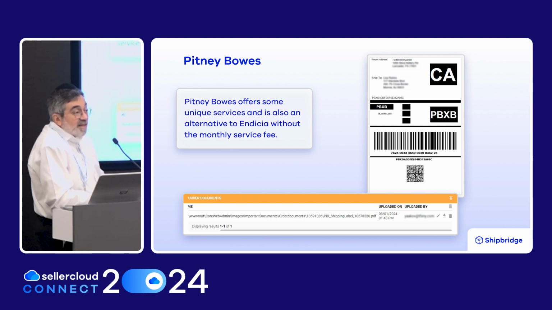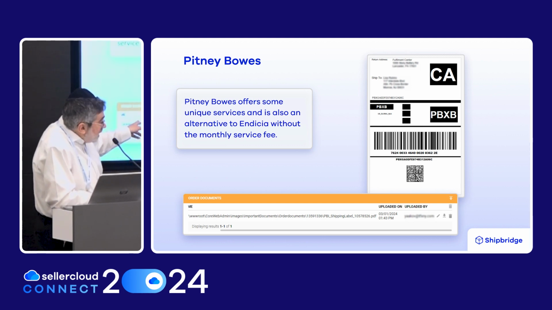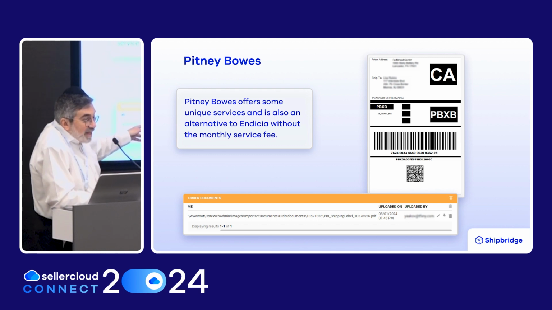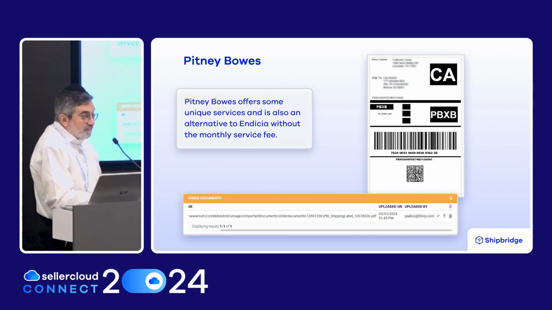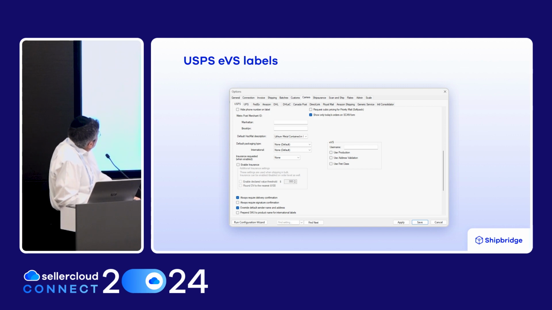It says print order documents for all orders. Those options allow you to print anything that is saved in Sellercloud with the order, any sort of supporting documents that are saved there when the order will be shipped. In the case of Pitney Bowes and the like, Shipbridge is only going through the motions of the shipping. Of course, the shipping is not happening directly on Shipbridge, but it's printing a label for you and marking the order as shipped.